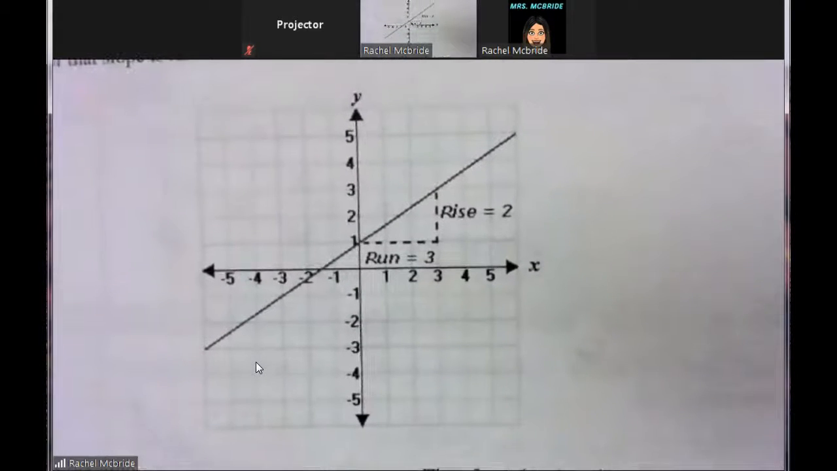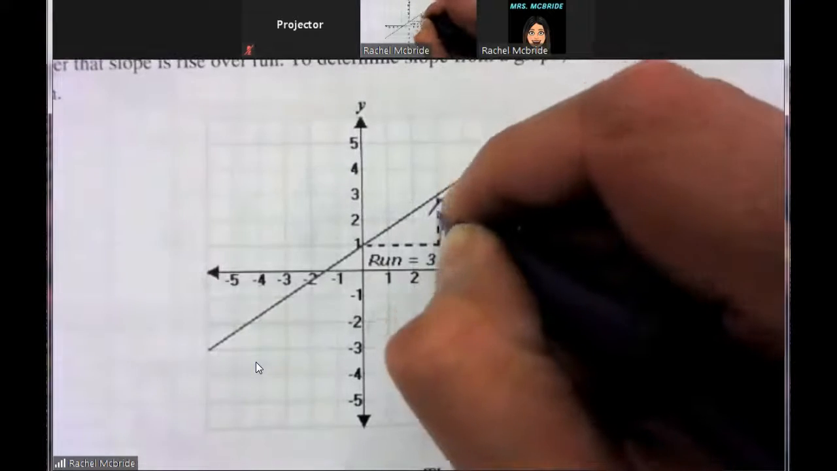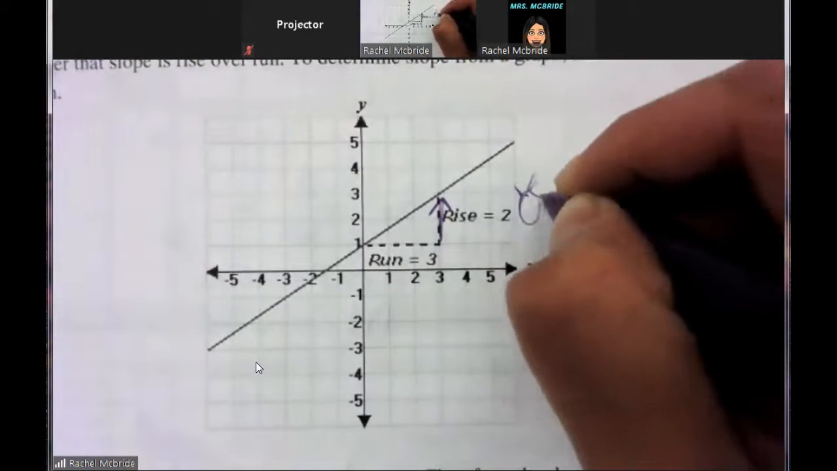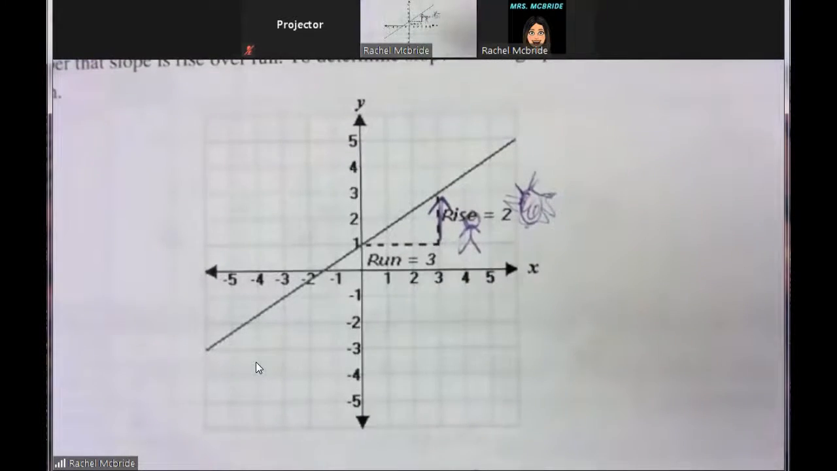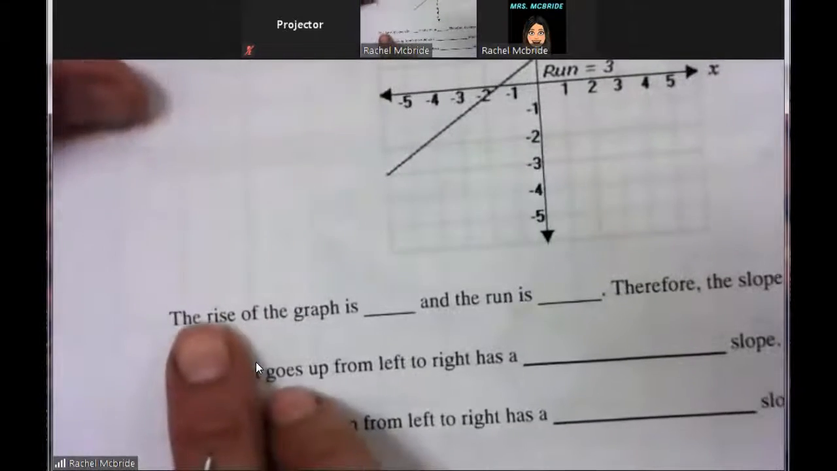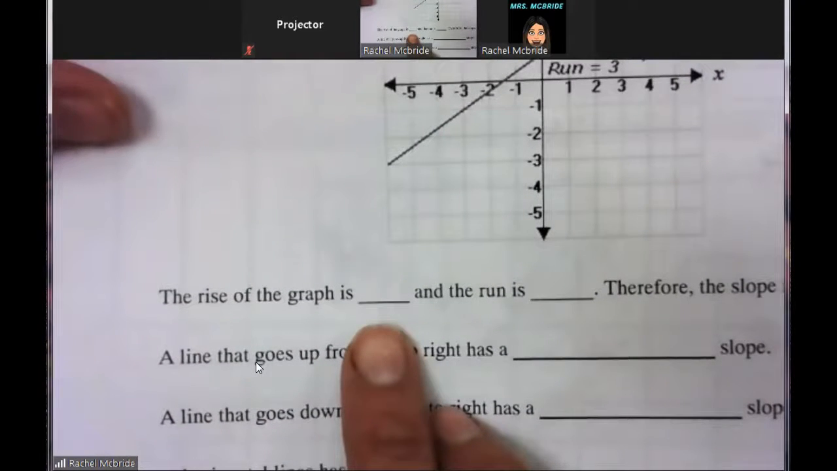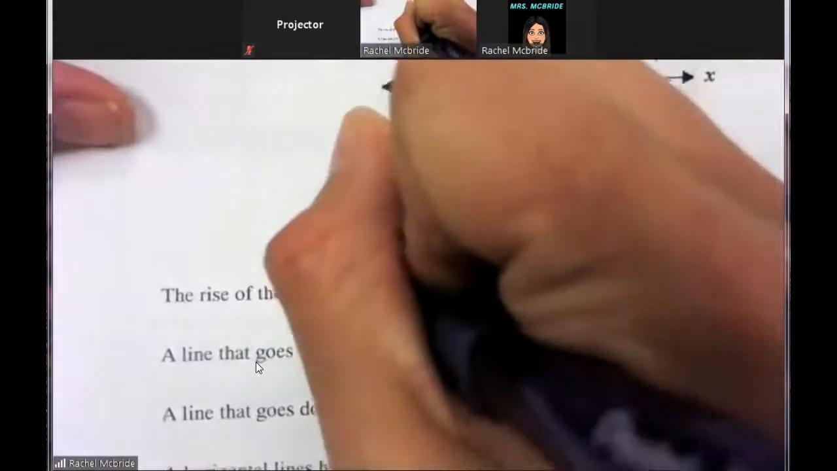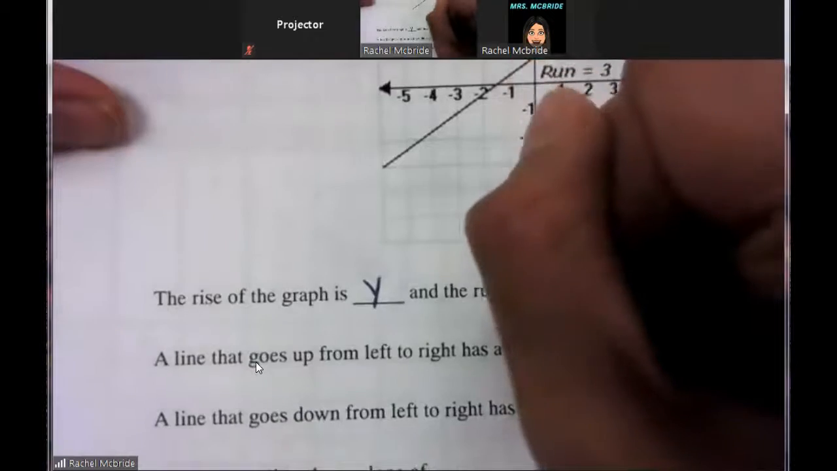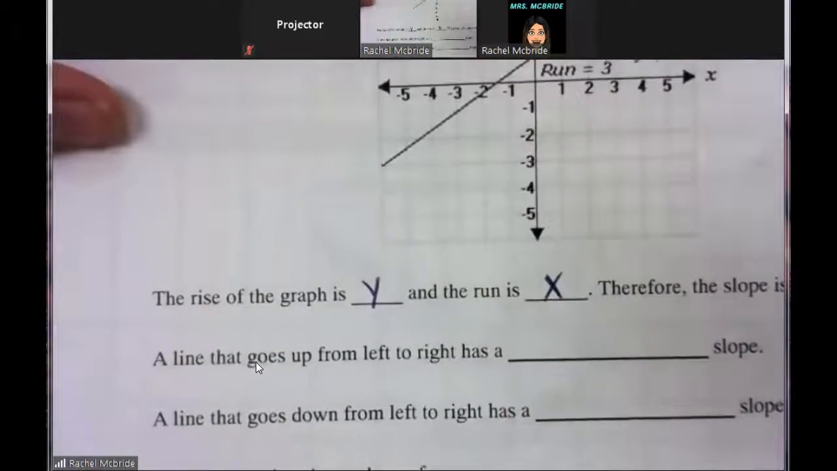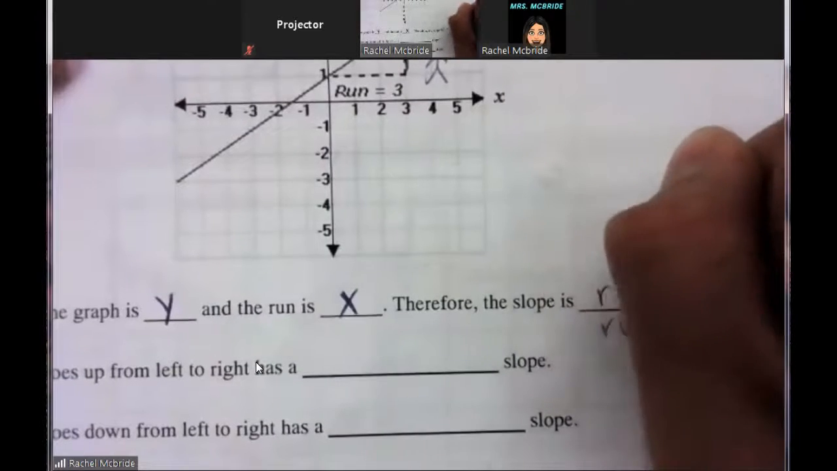Okay, if we have a graph, we talk about rise and run. Remember, the sun rises and the man runs. That's how you know it's the up and the down. Okay, the rise of the graph is what letter? What letter represents y? Rise. The rise of the graph is the change in y. The run is the change in x. So slope is rise over run.